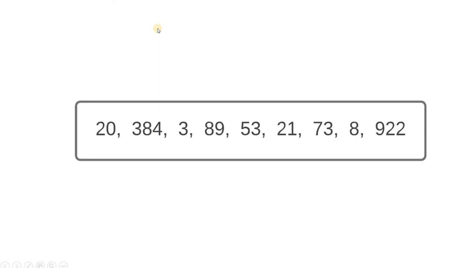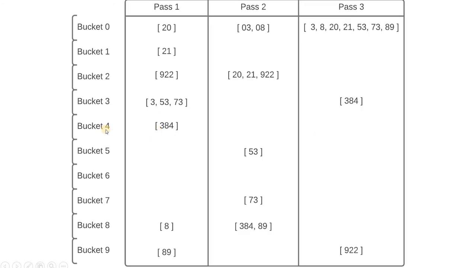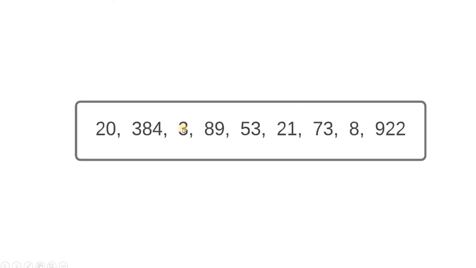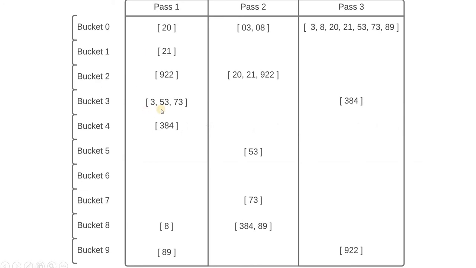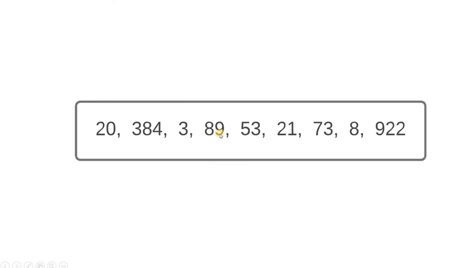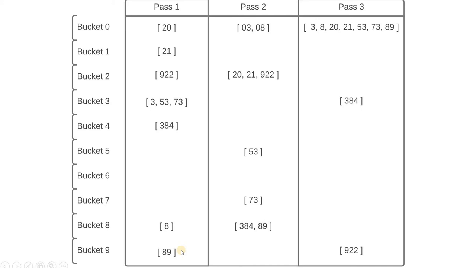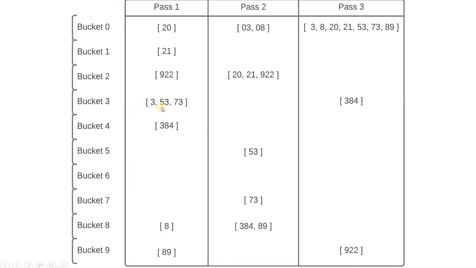Next is 384. Now let's mod this by 10. What do we get? We get 4, so let's put that into bucket 4. We can see that over here, it's in bucket 4. Next is 3. This is, again, very simple. It'll go into bucket 3. You can see that over there. The value 89 goes into the 9th bucket. Then the value 53 goes into the 3rd bucket again.